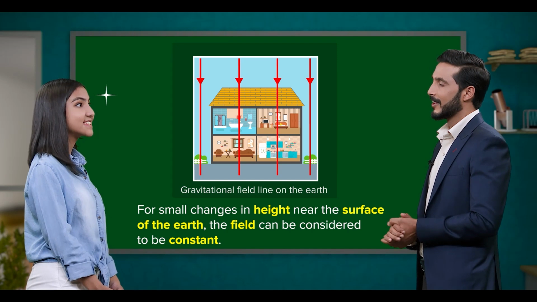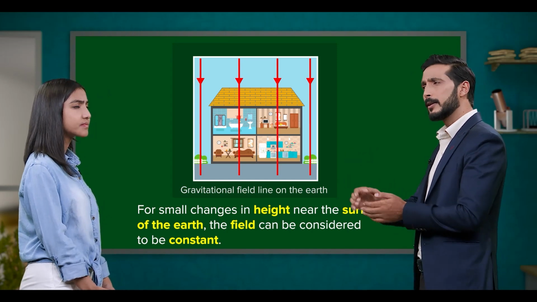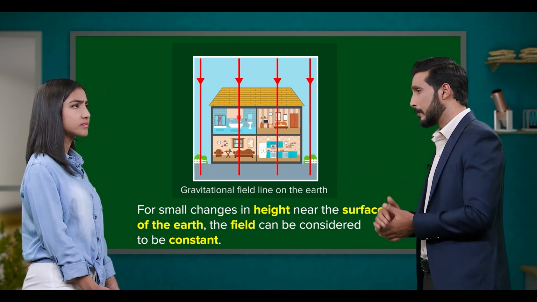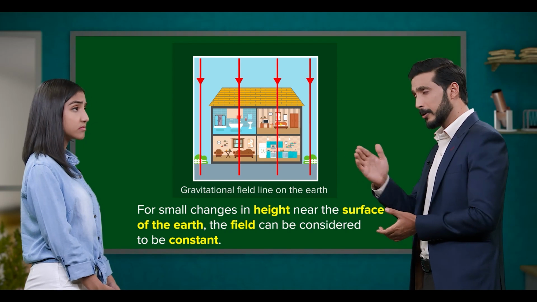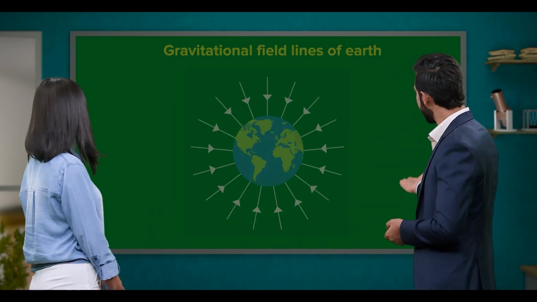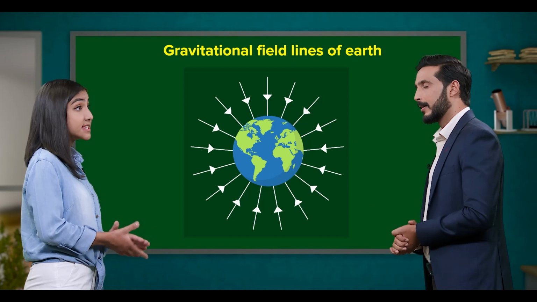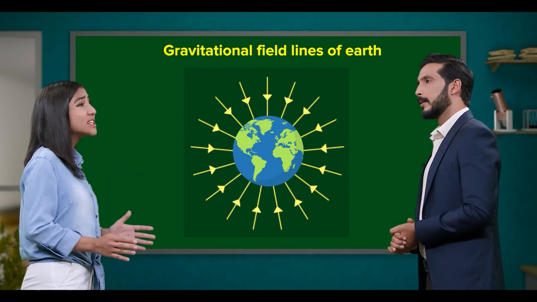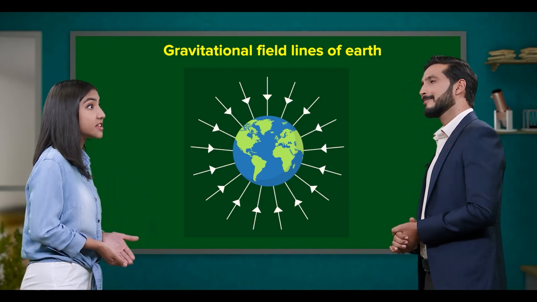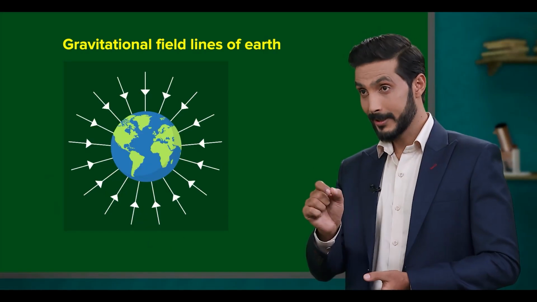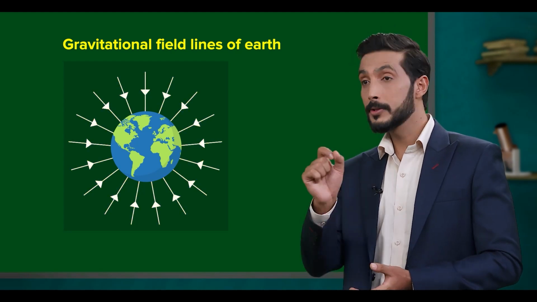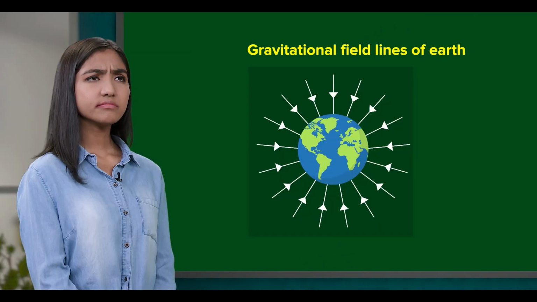Yeah, I get that. However, if you look at the gravitational field lines on a much larger scale, it would look something like this. Whoa! At this scale, it seems that all the lines are going inside the Earth. Yes, to be exact, the lines are pointing towards the Earth's center.